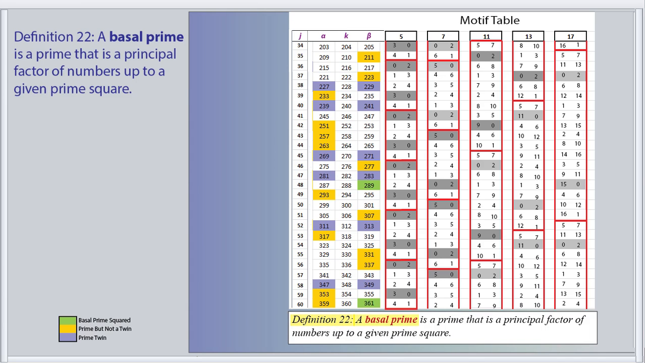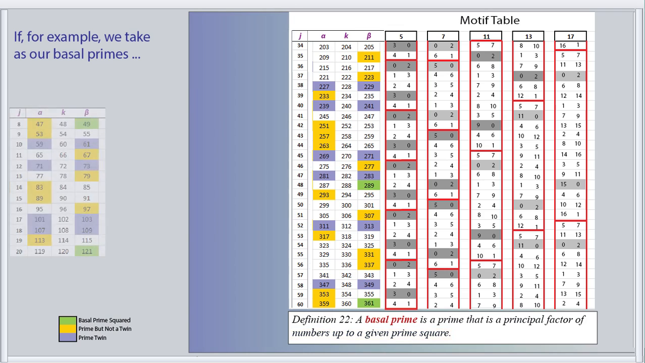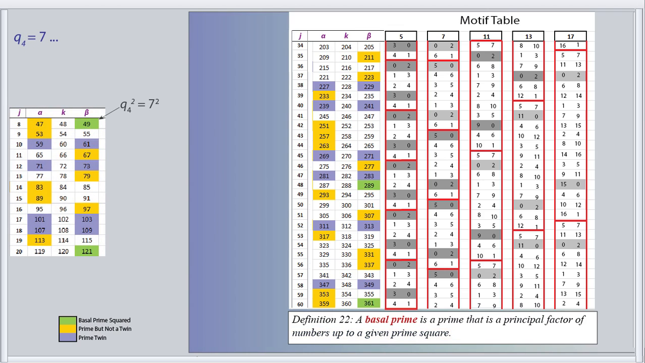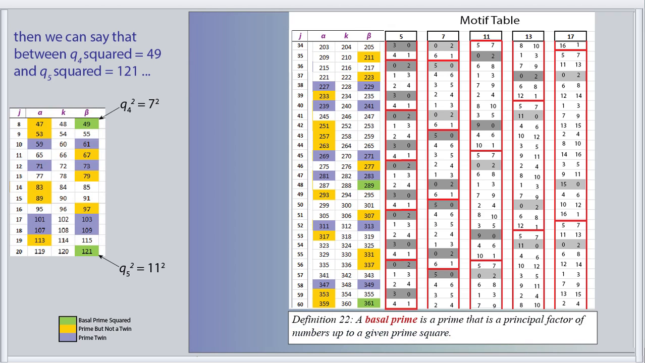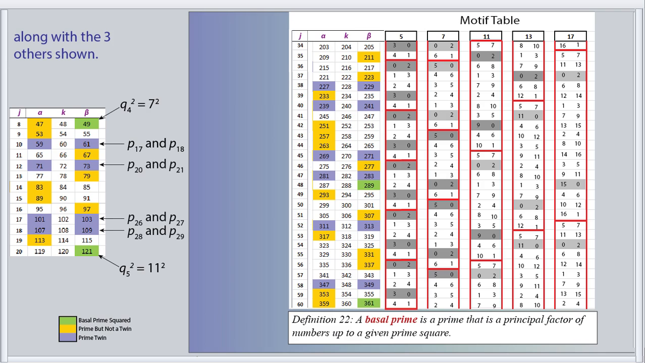Definition 22. A basal prime is a prime that is a principal factor of numbers up to a given prime square. If, for example, we take as our basal primes q sub 4 equals 7 and q sub 5 equals 11, then we can say that between q sub 4 squared equals 49 and q sub 5 squared equals 121, there are 4 pairs of twin primes. P sub 17 equals 59 and P sub 18 equals 61 are the first pair, along with the 3 others shown.